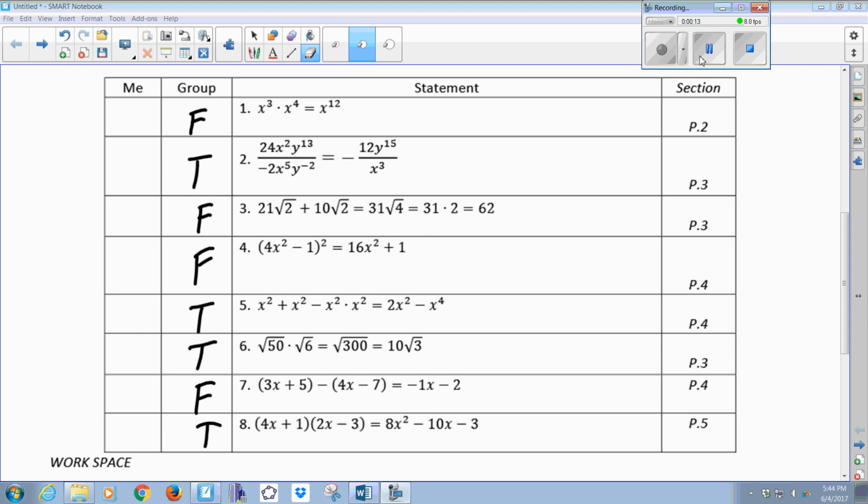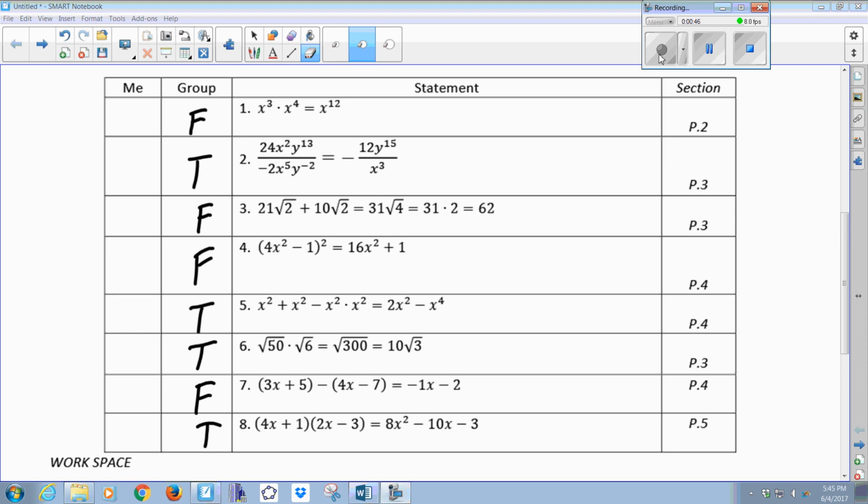Much of this material deals with some earlier skills and ideas that you've learned in algebra, dealing with exponents, radicals, binomial multiplication, factoring, adding like terms, etc. So let's take a look at these first 8 exercises. I'll give you a few minutes here to look at the answers that I've put in the second column, and then we'll discuss them.